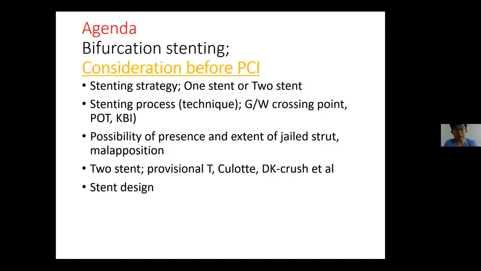So today's agenda, bifurcation stenting, what we should consider before PCI. First, stent strategy, 1 stent or 2 stent should be selected. And the stenting process technique: guide wire crossing point, POT technique, and the KBI. And a very important thing is the presence and extent of jailed strut and malposition. Both jailed strut and malposition are independent risk factors for the clinical course. And the 2 stent techniques: provisional T stent, culotte stent, DK crush, and so on. Finally, let's talk about stent design suitable for bifurcation lesion.